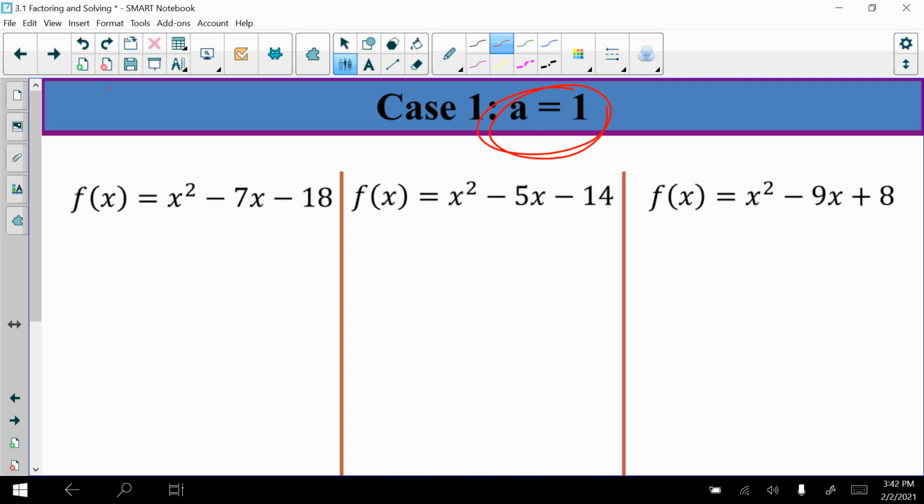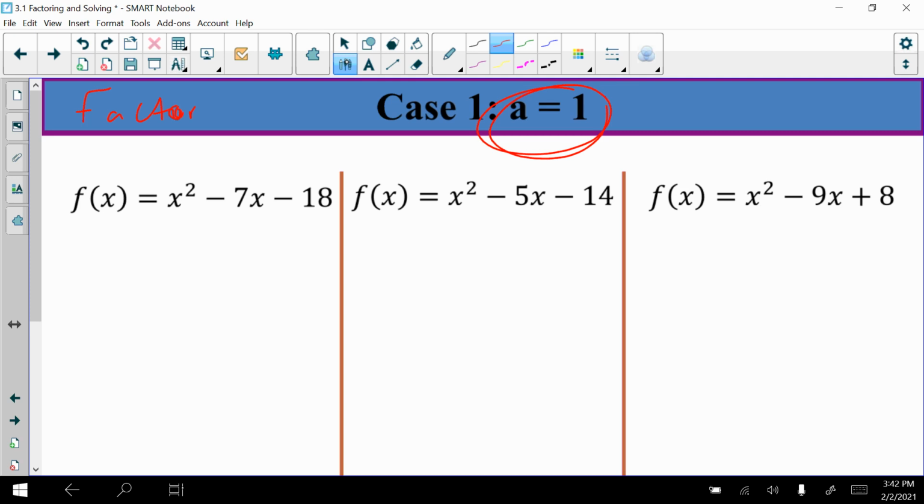So what we want to do is factor each of these. And really, all that factoring means is that we are going to take something, an equation, and rewrite it as a product of a couple of things being multiplied together. We're breaking it down into some pieces that are being multiplied together. That's what factoring is, okay? So let's do this first one first.